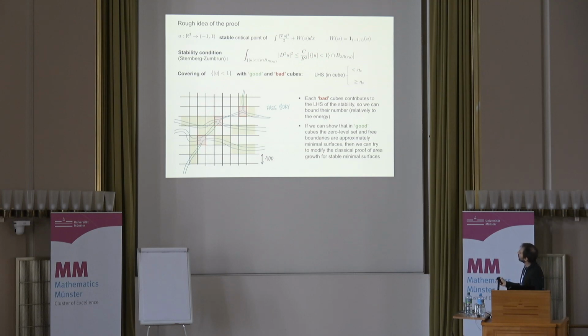And this is C over R squared. This is just from the scaling. This is a Hessian, so this scales like C over R squared. This is very similar, very analogous to the stability inequality for area minimizing minimal surfaces. And this is the piece of information one needs to use to conclude the flatness.